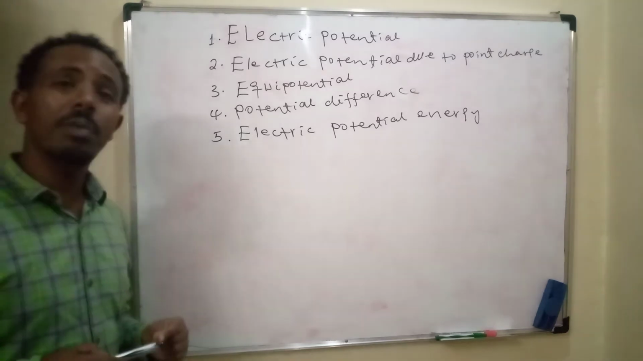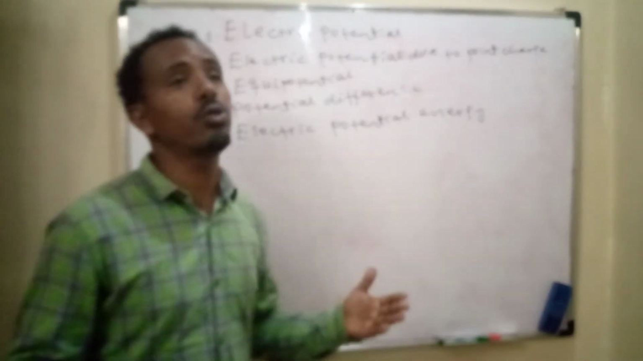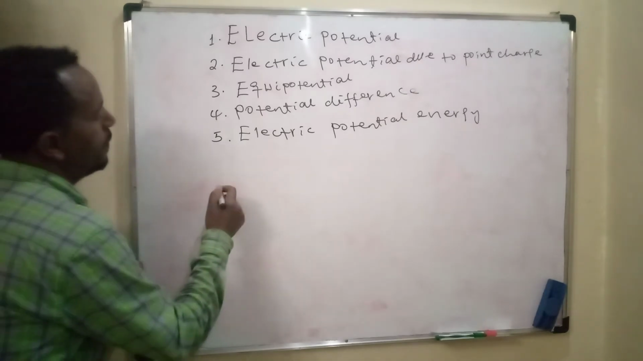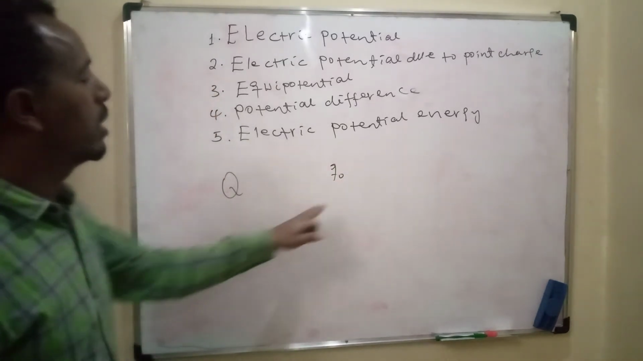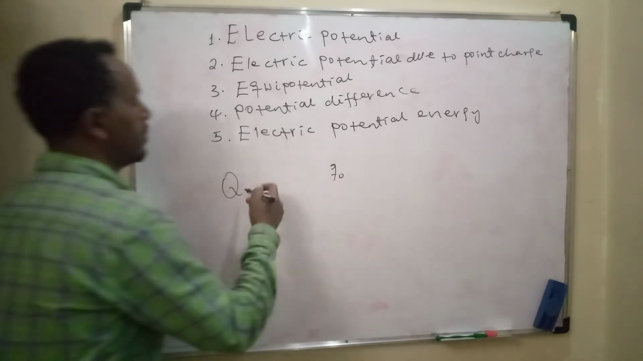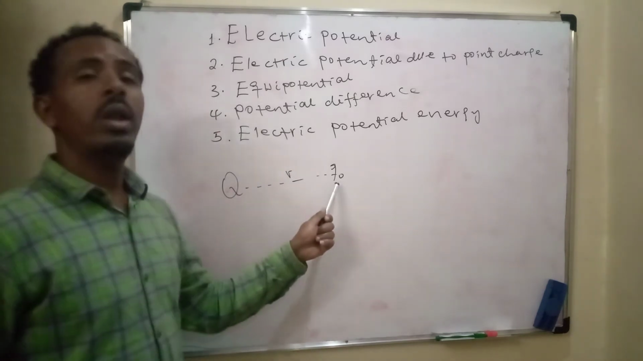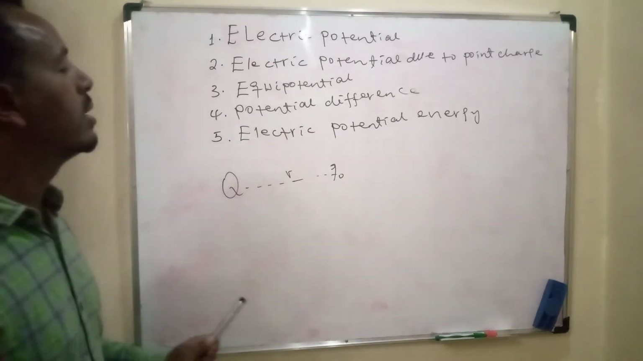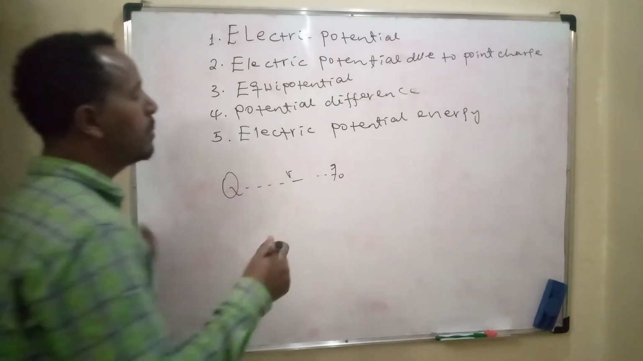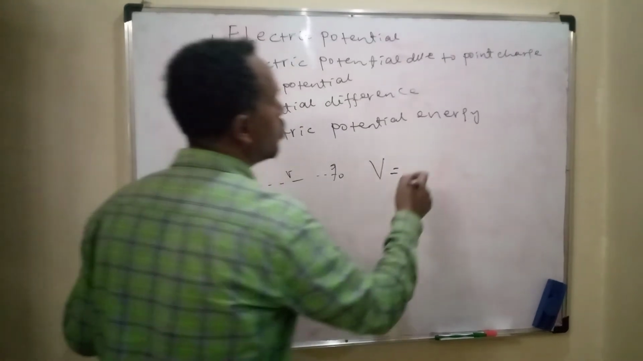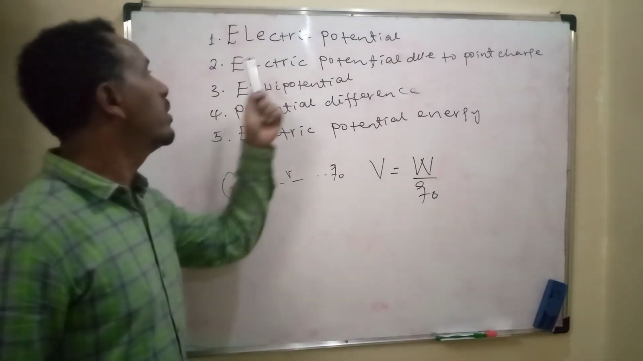Electric potential. Electric potential is the work done to bring a test charge from infinity to a point. For example, if a point charge Q is placed here and a small positively charged particle, which is called a test charge, is at a certain distance r from the charge Q, then the work done on the test charge q naught to bring it from infinity to this point is said to be electric potential. Mathematically, electric potential is equal to work done per unit test charge. Work done over test charge is equal to electric potential.